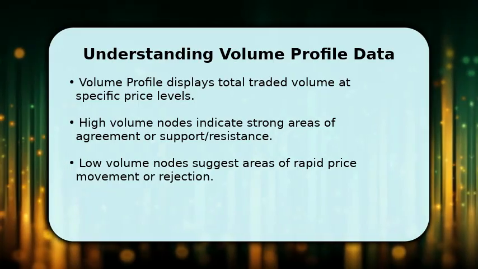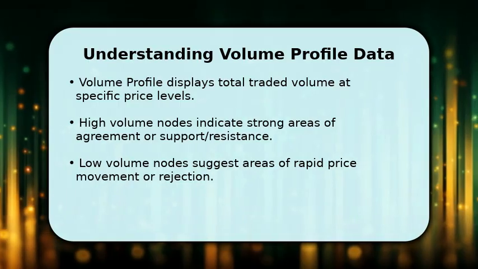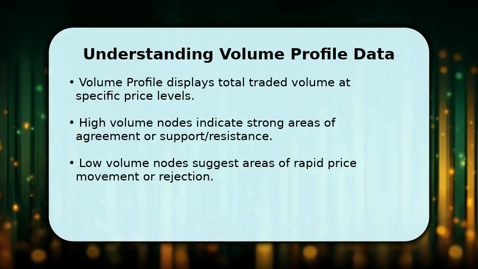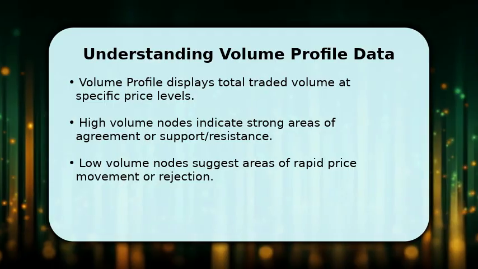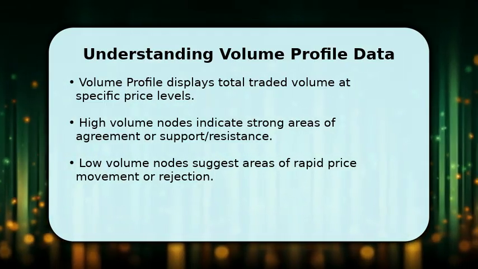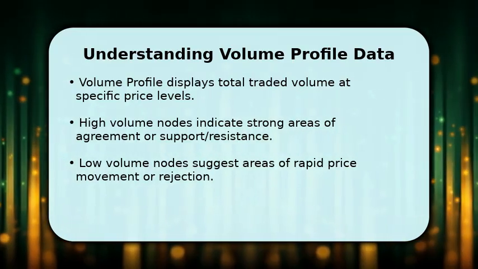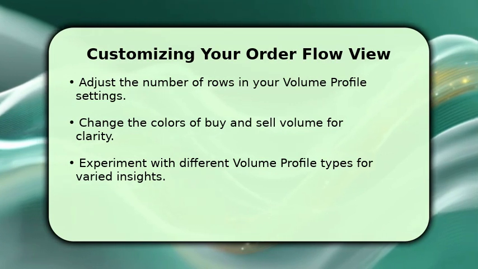High volume nodes, often called value areas, highlight prices where many transactions took place, indicating strong market interest. Conversely, low volume nodes show prices that were quickly passed through, suggesting less interest or swift rejection. The point of control, or POC, is the single price level with the highest volume, acting as a significant magnet for price. Personalizing your volume profile is key to effective analysis.